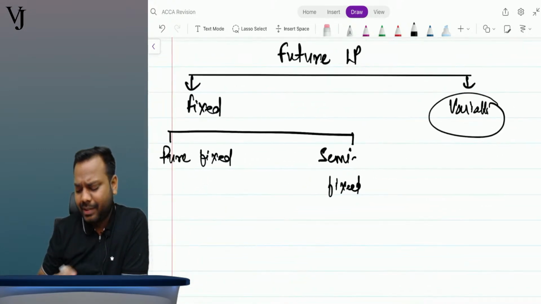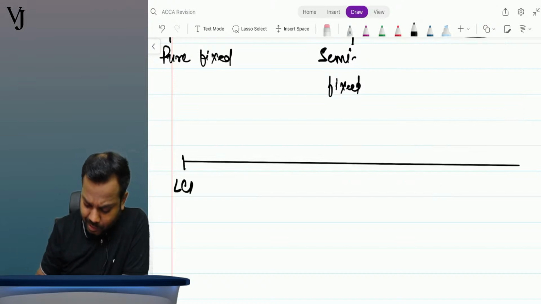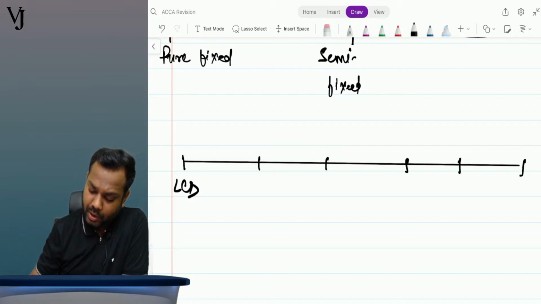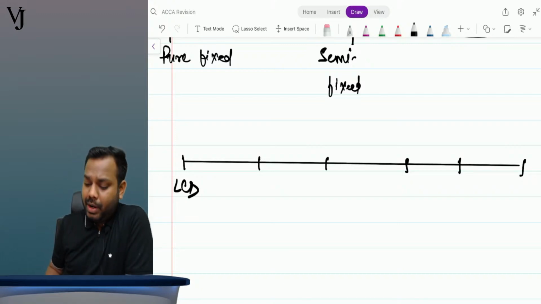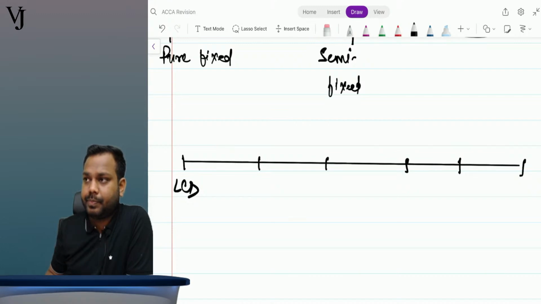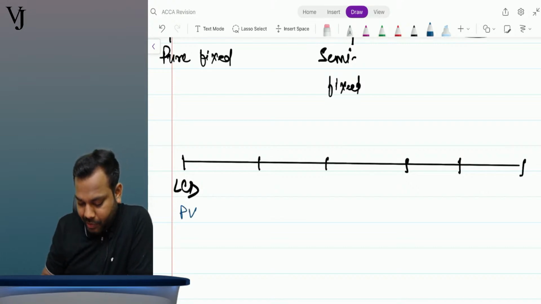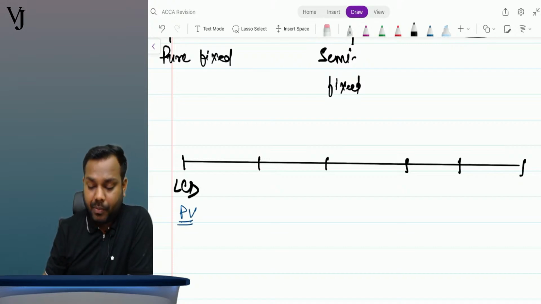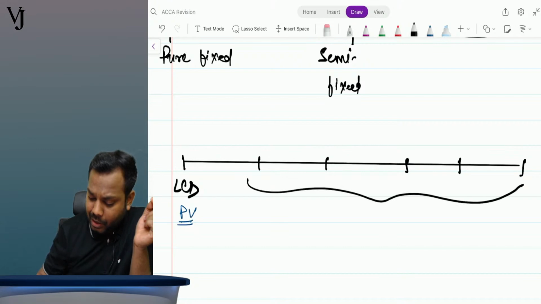Now understand one thing. Let me tell you, this is the lease commencement date. The lease term, let's suppose, is 1, 2, 3, 4, 5 years. The lease term is 5 years. Now tell me, you have to calculate the present value of the future lease payments on what date? Lease commencement date. Very good. So I will have to calculate the present value here, right? Tell me yes or no. But now tell me, if you have to calculate the present value here, let's suppose these lease payments are variable.